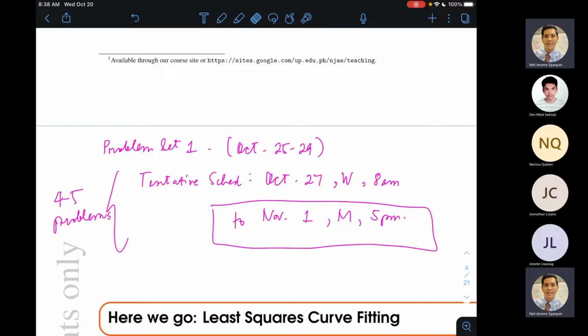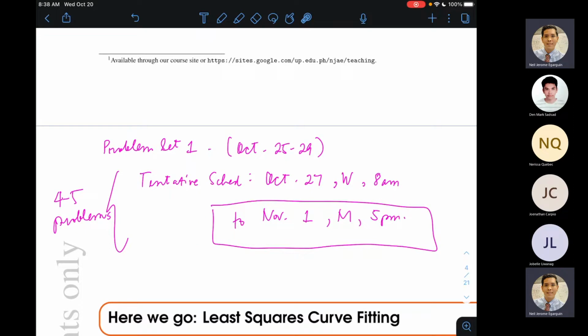Pero you might want to keep the programs that you use in the lab exercise because I think they will be useful for the problem set. Okay? So, halimbawa, yung ginamit niya sa polynomial interpolation or yung ginagamit niya sa splines, i-keep niyo siya kasi malamang kakailanganin niyo yung isa or dalawa sa kanila or at most tatlo sa kanila in order for the problem set. Okay?